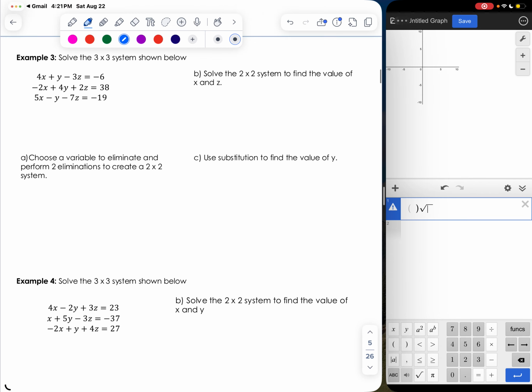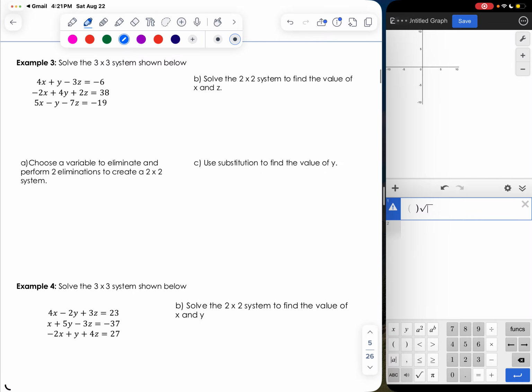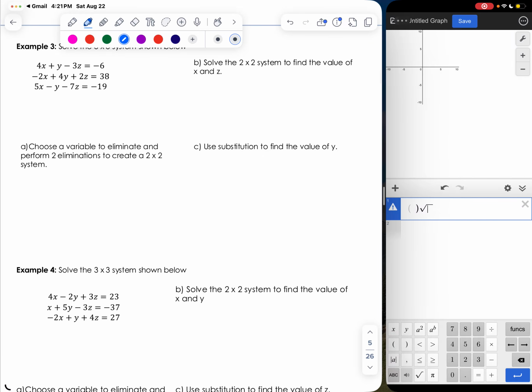All right, example 3. Solve the 3 by 3 system shown below. So in step A, we're going to choose a variable to eliminate and perform 2 eliminations to create a 2 by 2 system. So I'm looking at the x's. We have a 4x, negative 2x, and a 5x. Now I'll look at the y's. I have a 1y, a 4y, and a negative 1y. Ooh, that sounds promising. And then for the z's, I have a negative 3z, a positive 2z, and a negative 7z.